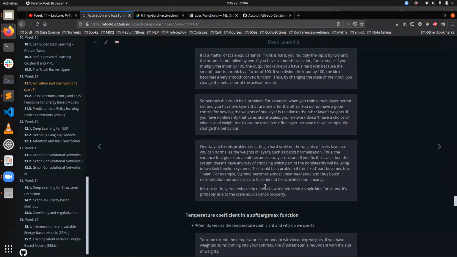And at the end of all of that, he says it's not clear why deep networks work better with single kink functions. He says it's probably due to what I just said, the scale equivariance property.